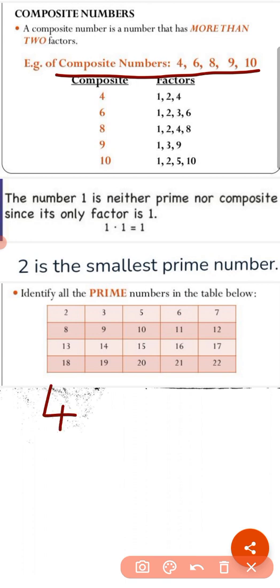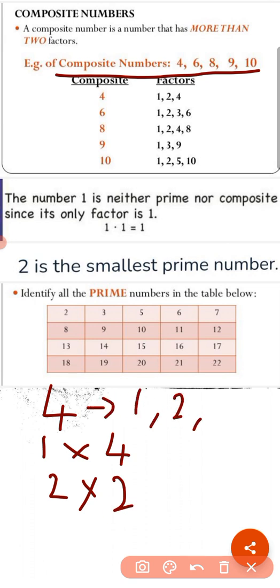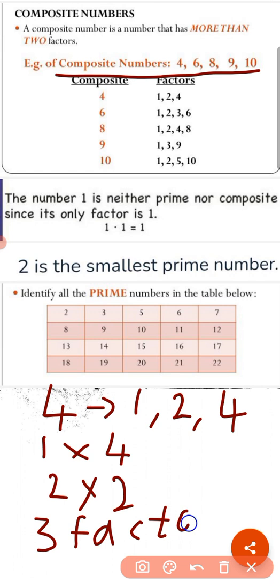Find the factors of 4. Always start with 1. 1, 4 is 4. 2 2s are 4. So the factors of 4 are 1, 2, 4. So how many factors 4 has? 3 factors. So it is not a prime number. It is a composite number.